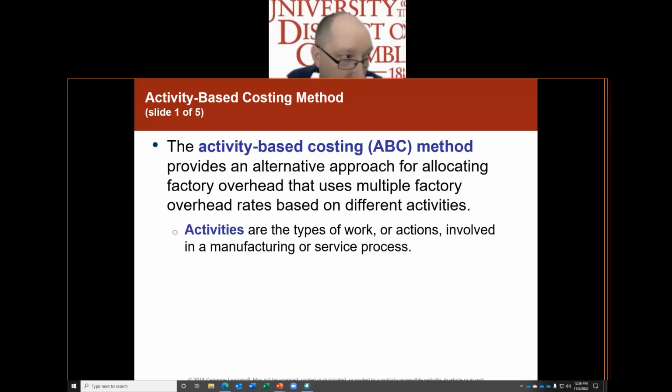An activity could be assembling the frame. An activity could be assembling the engine. An activity could be fabrication. An activity could be upholstery. These are activities. It's a type of work.